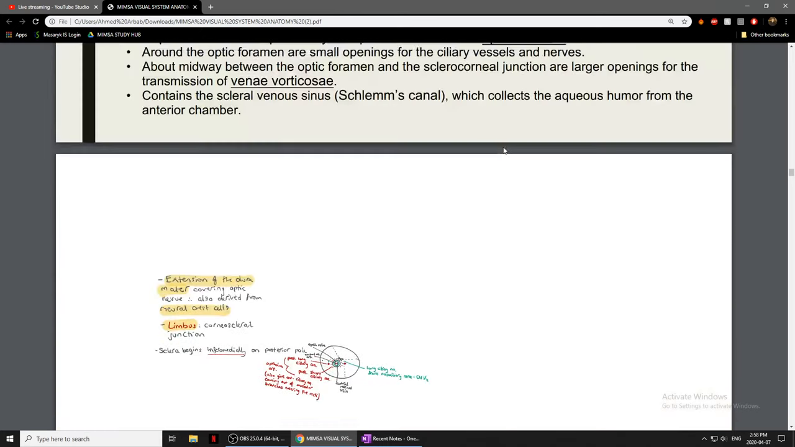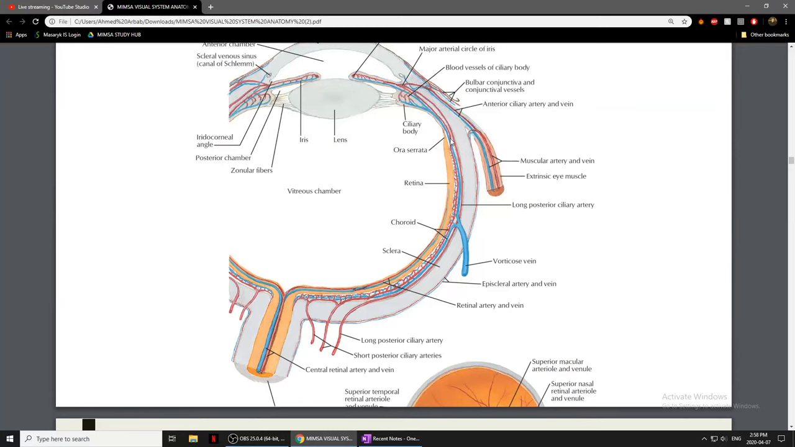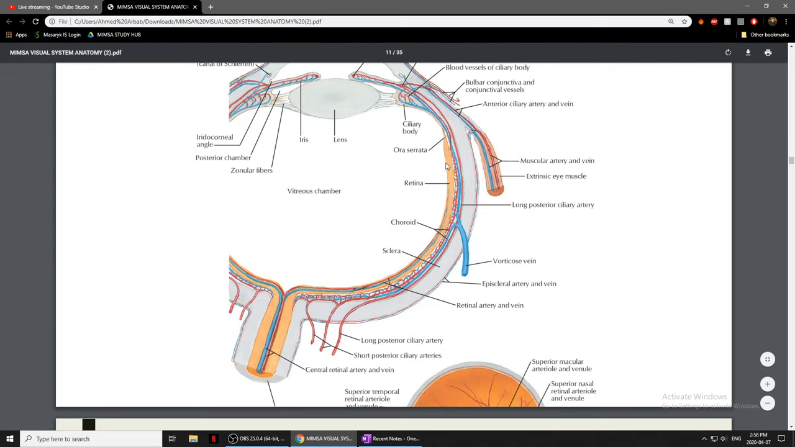So the ora serrata is basically the termination of the receptive part of the retina. So the retina is, like I talked about, the part that receives light, and it's able to change it into electrical signals that it can then send to the brain. So the actual receptive part of the retina that is responsible for that ends here. So it starts all the way back here on either side, and it goes all the way up here, but it ends at this region, which is called the ora serrata.